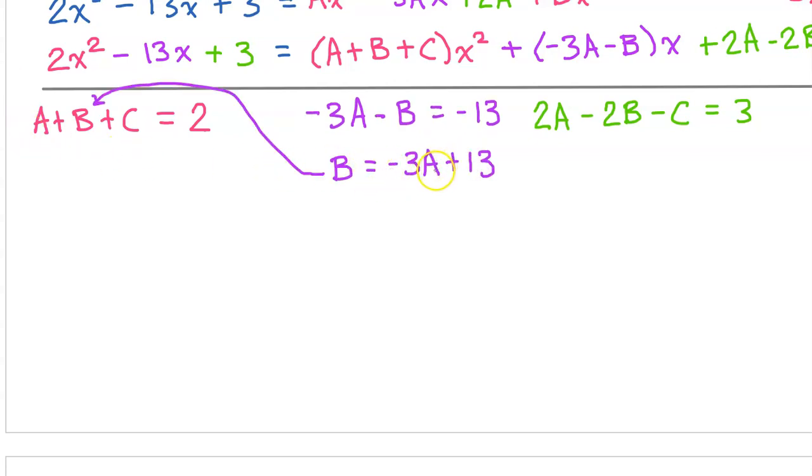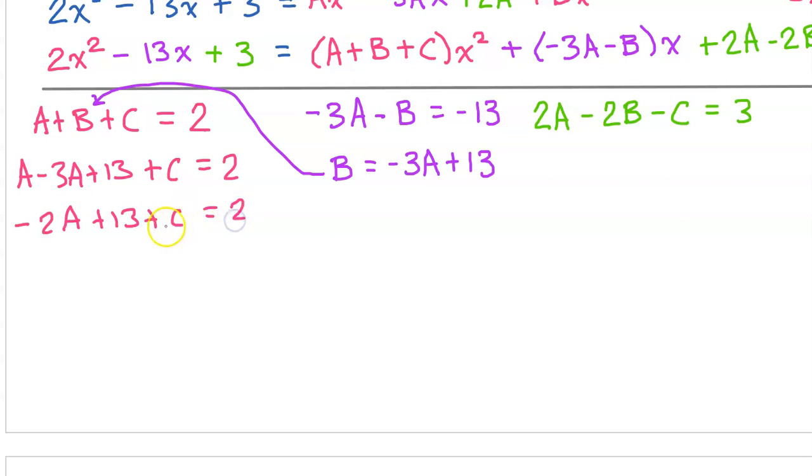Let's substitute this expression in for b right here. Then we have a minus 3a plus 13 plus c is equal to 2. Simplifying like terms right here gives us negative 2a plus 13 plus c is equal to 2. Subtracting 13 from both sides, we get negative 2a plus c is equal to negative 11. That's as far as we can go with that for now.